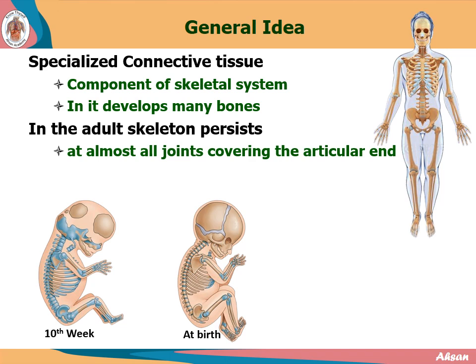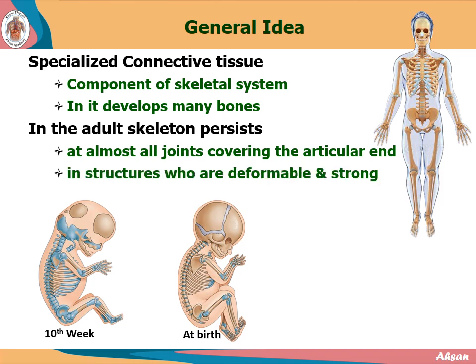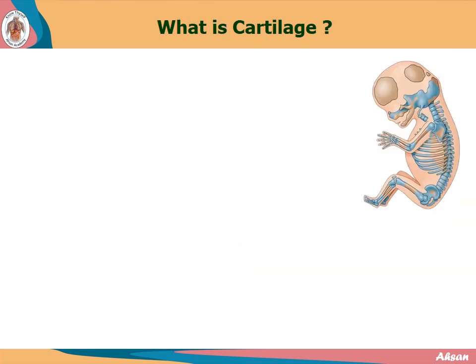So in the adult skeleton, the cartilage persists in some specific places, like the articular ends forming the ends of the bone that forms the joint, and the structures that are deformable but strong, like the thoracic cage, where you can press and deformity is possible. You see the ear, deformity is possible.